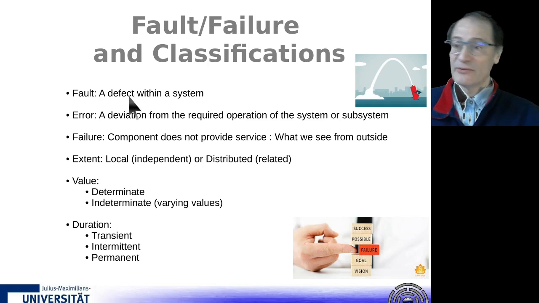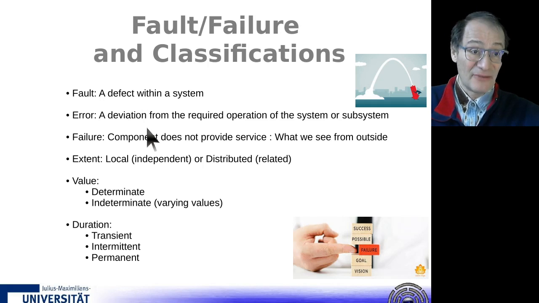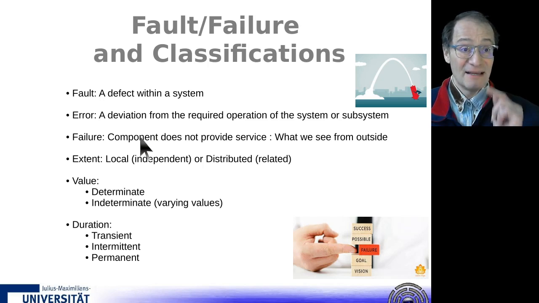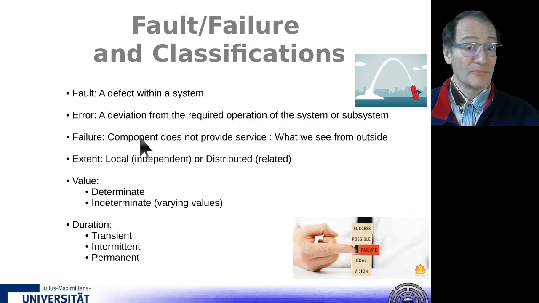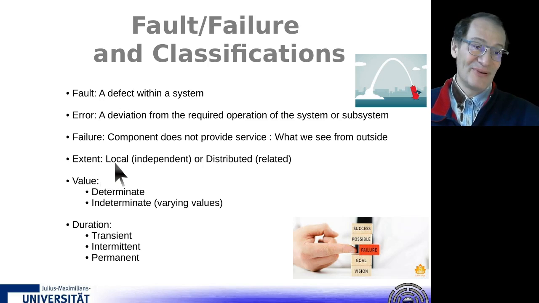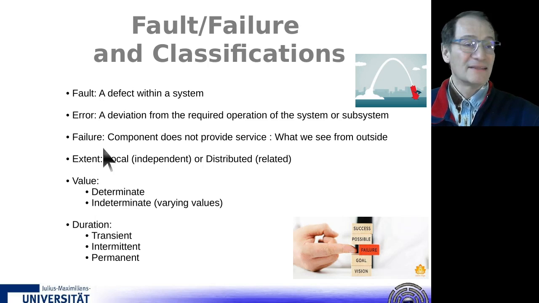From outside, we don't see there is a fault. We don't see there is an error, something is not behaving inside of the system properly. Here, when the system fails, at this point, we see from outside there is something wrong, not before. And then we have an extent, we have local failures and distributed failures, of course. Okay, and these failures can be classified in value and duration.